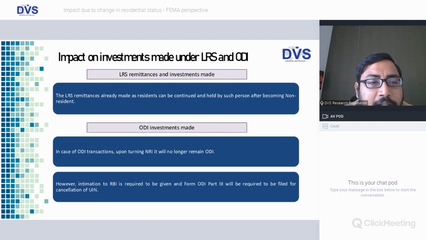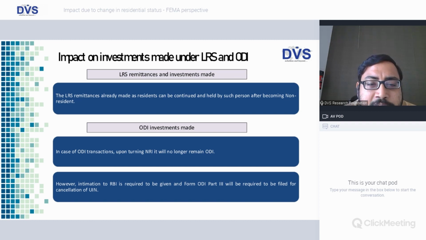And now coming to the impact of investments made under LRS and ODI schemes. When the individual has invested abroad under the LRS or the ODI scheme, what happens to those investments upon change in his residential status? Under the LRS scheme, the individual can continue to hold those investments, whatever has been made, even after becoming a non-resident. Whereas in case of ODI transactions, upon him becoming a non-resident, it will not be treated as an overseas direct investment anymore, because he is not a resident, he is a non-resident.